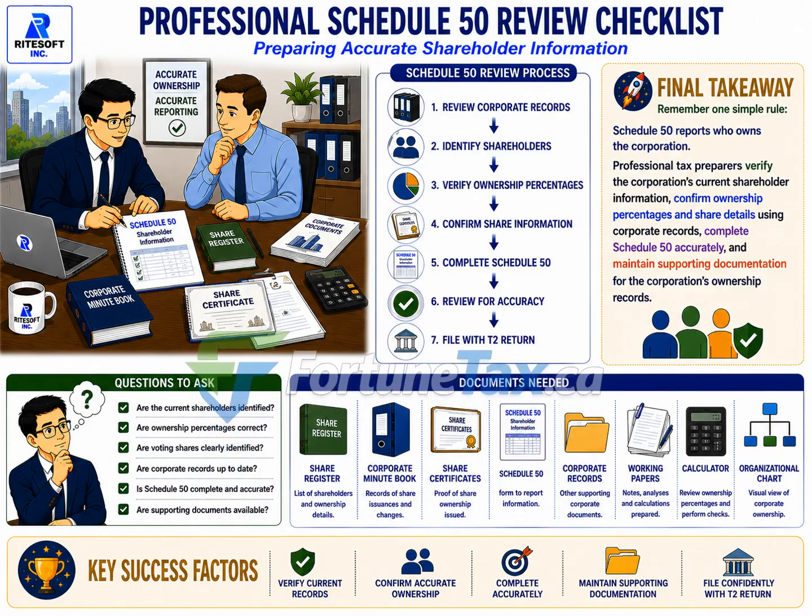To support this review, professional tax preparers typically rely on several important documents. These include the corporation's share register, corporate minute book, share certificates, Schedule 50, corporate records, organizational charts where available, and the working papers prepared during the tax engagement. Together, these documents provide evidence of the corporation's ownership structure and support the information reported on Schedule 50.